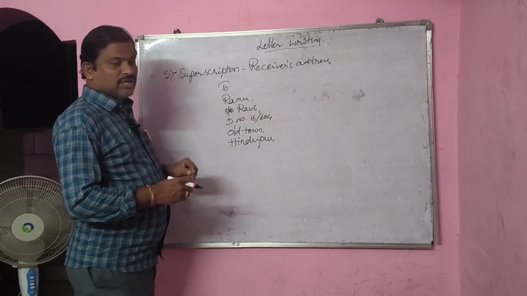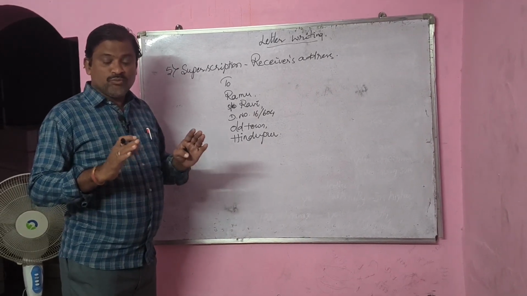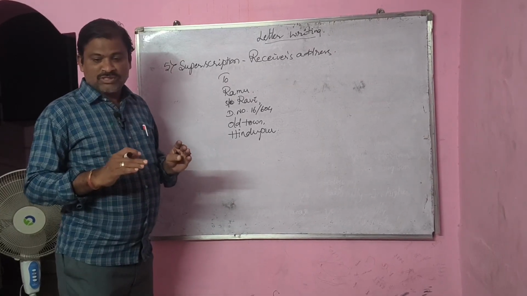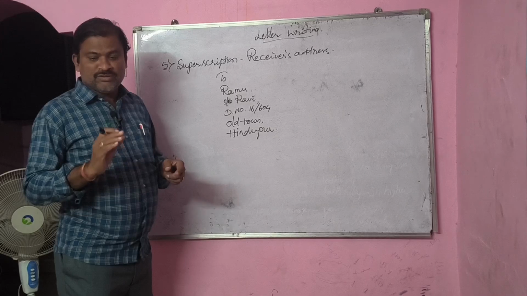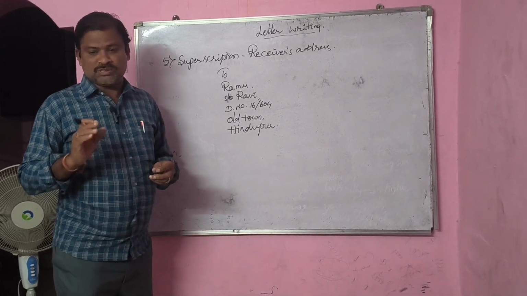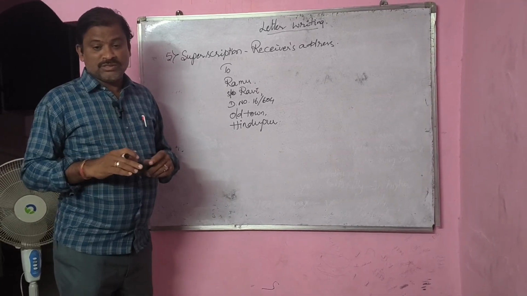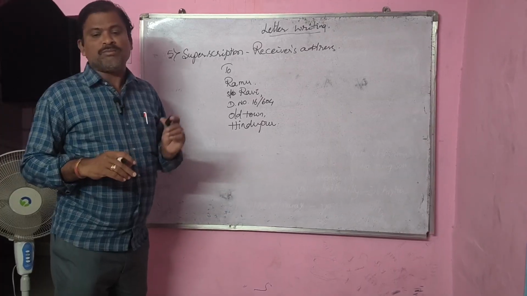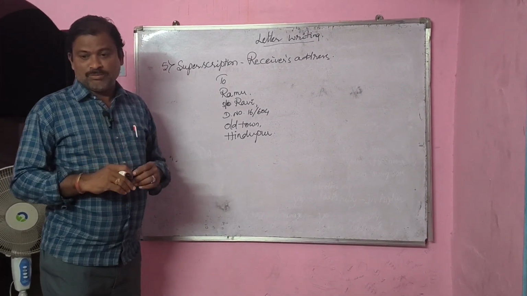So this is the fifth condition. But anyway, when you write any letter, we have to follow these five major conditions. First one is heading, second one is salutation, third one is body of the letter, fourth one is subscription, and fifth one is superscription. Now, by applying all these conditions, how can we write any formal or informal letter? Now we can see an example.